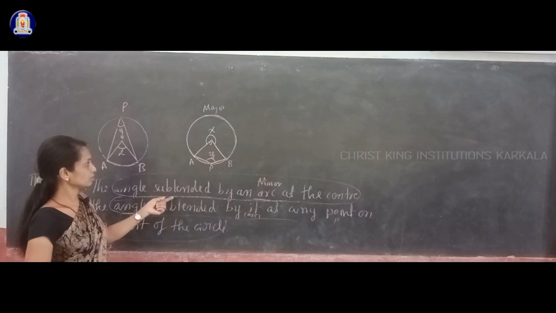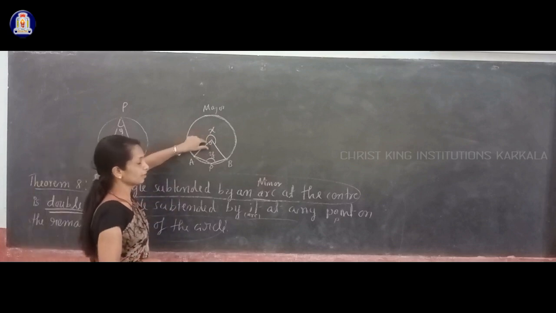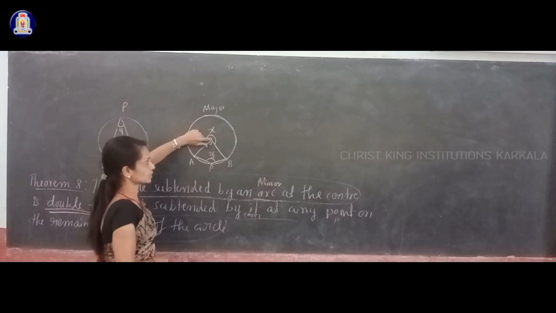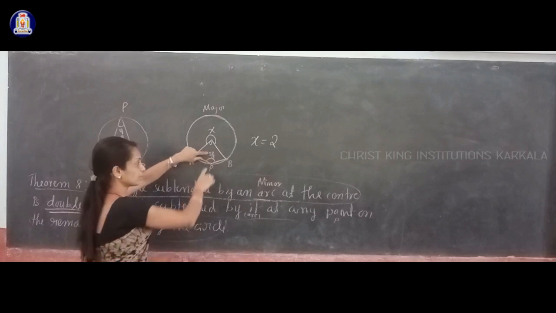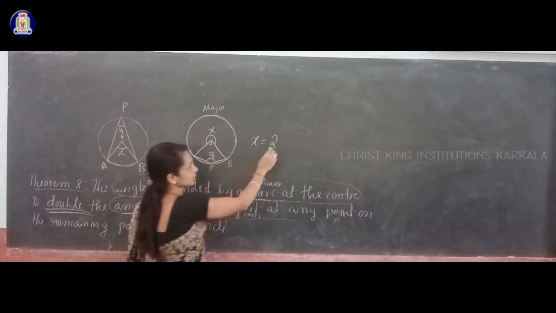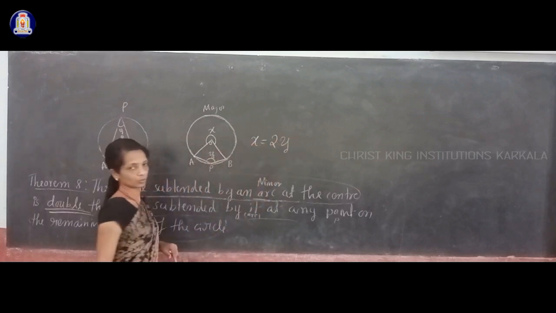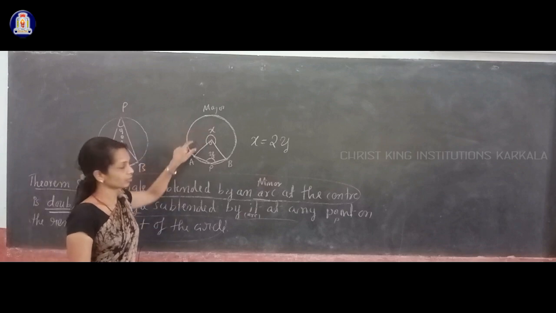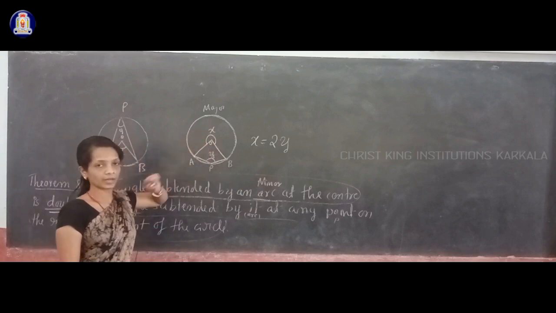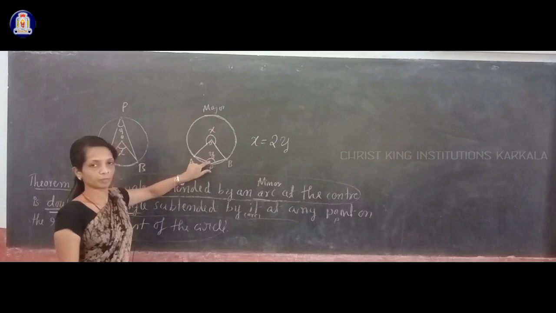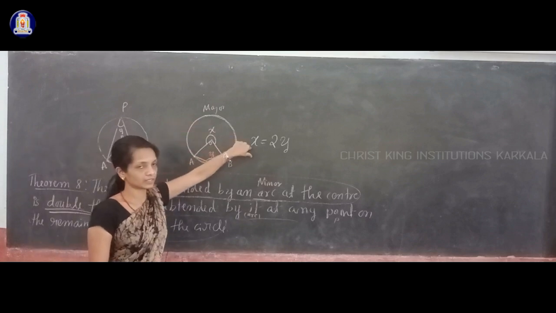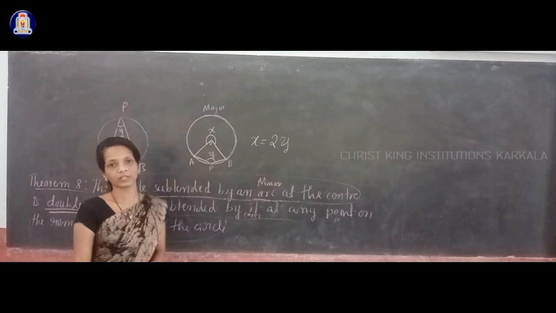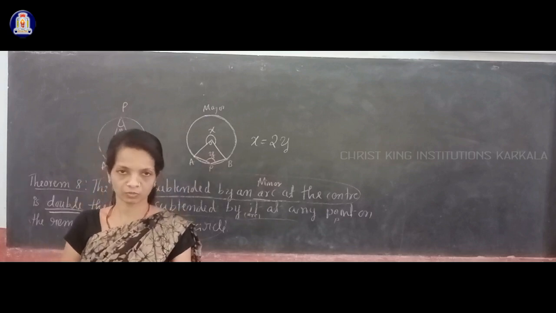Now according to this theorem, you can write that the angle subtended by the major arc at the center is double, meaning 2 times the angle subtended by it at any point P on the remaining part of the circle, that is 2y. So, x equals 2y. What is x here? X is the reflex angle AOB, which is 2 times the angle subtended by the major arc at any point P on the remaining part of the circle. So always, the center angle is 2 times the angle at the circumference of the circle, keep that in mind. Okay, thank you.